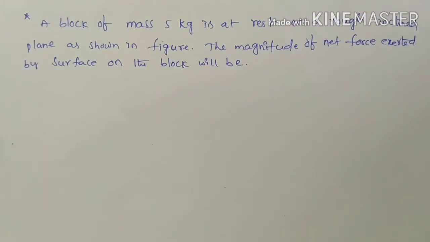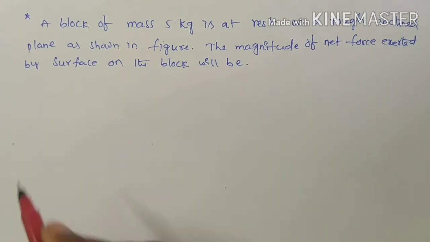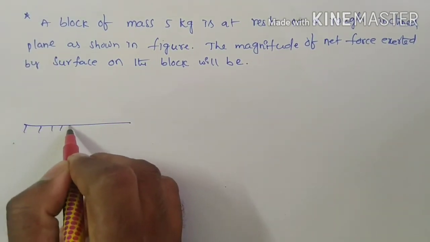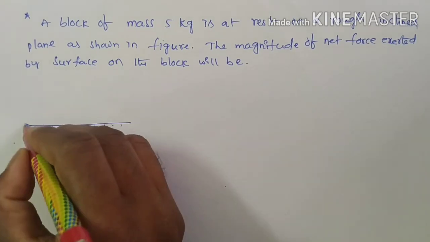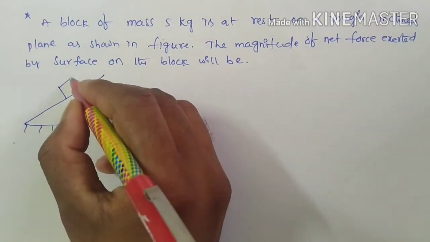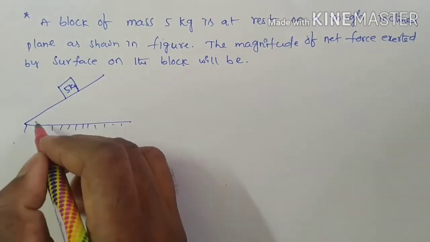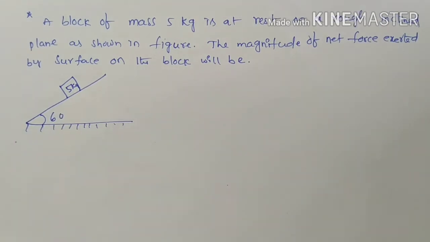Okay, let us see one more problem. A block of mass 5 kg is at rest on a rough inclined plane, as shown in the figure. Okay, see here. This is the rough inclined plane. A block of 5 kg is placed here. It makes an angle of 60 degrees. This is the given figure. In this condition, the magnitude of the net force exerted by the surface on the block will be? Magnitude of net force we need to calculate here.